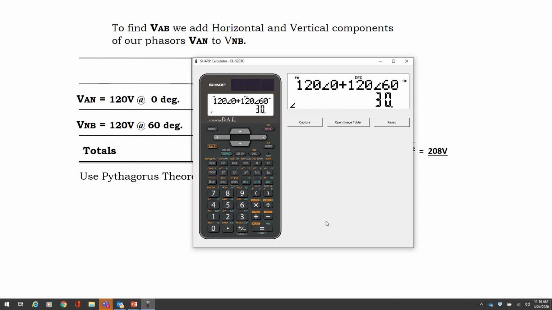I use this function all the time, but feel free to use your horizontal vertical charts, plot it out, determine your angle, or if you have a calculator with these functions, this works very well and it's very efficient.